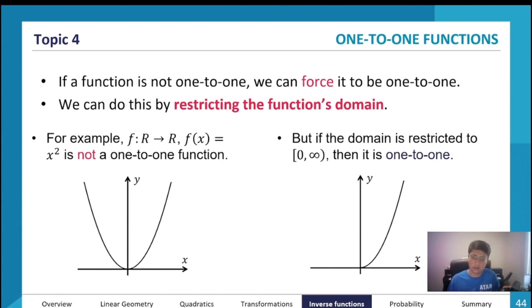restricting the function's domain. Now the domain is basically all the x values that you can put into the function and get a y value out. In this case, we're looking at this function here. We can put in any value for x, no matter how small, how big, and we'll get some y value out. Let's say we put in 100,000 for x, we'll get 100,000 squared, so we still get a valid y value. We can restrict the domain, so say in this case we're restricting it so that we can only put in x values going from 0 to infinity, and that'll essentially chop off this left half of the graph. And now the graph is one-to-one. Wherever we put a horizontal line, it'll only ever intersect once.